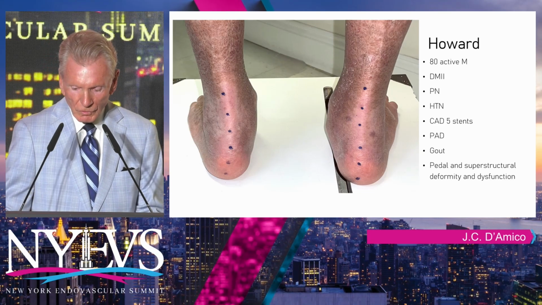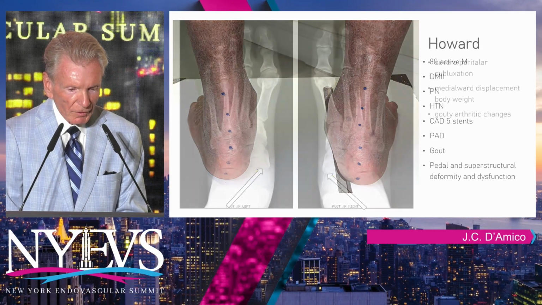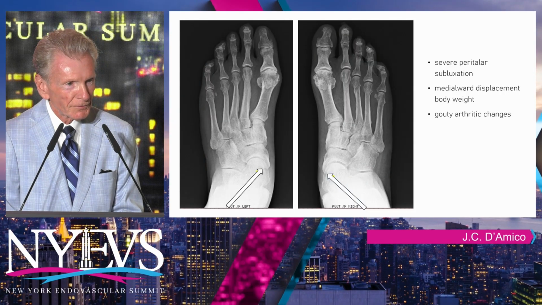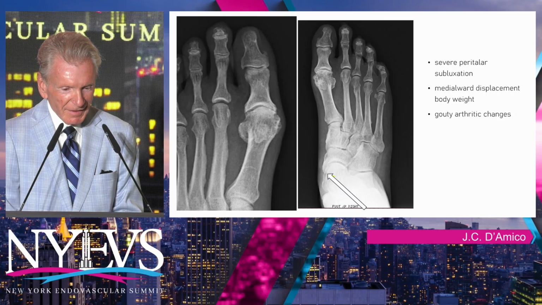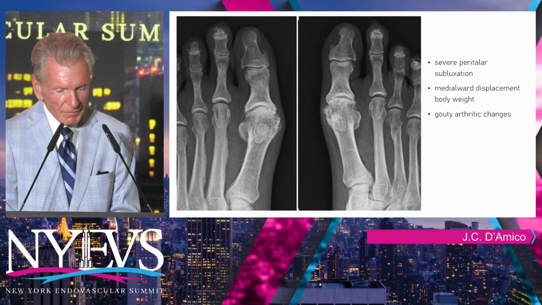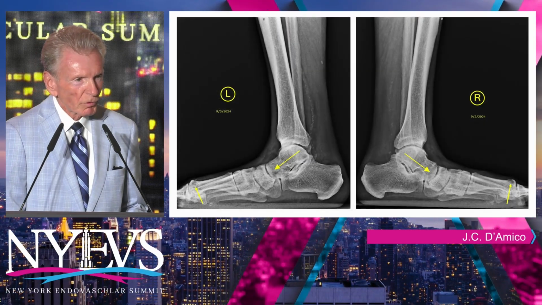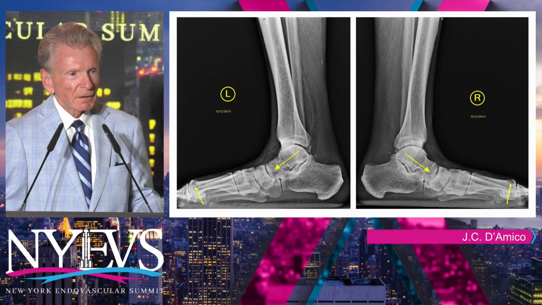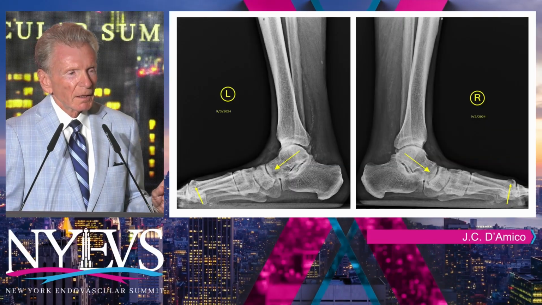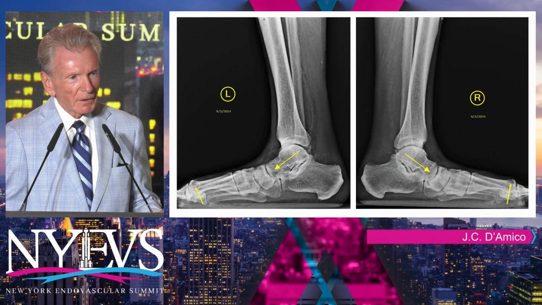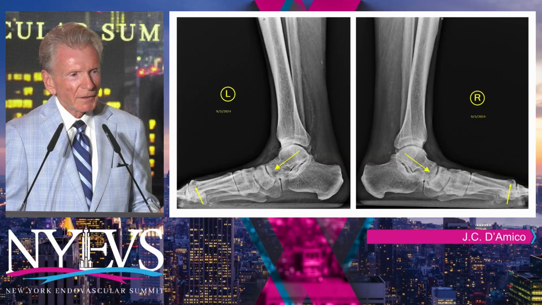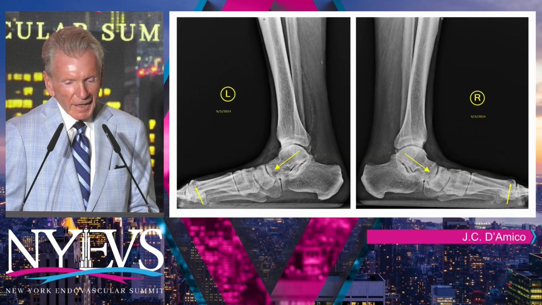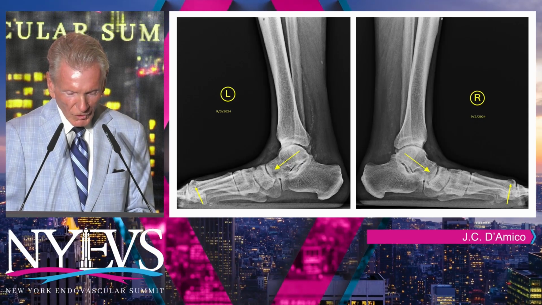Pedal and superstructural deformity and dysfunction. No bueno feet. Even more revealing, you see the plantar-grade aspect of the talus. So that gives me a clue right away that it's not only excessively pronated, which you can see from the AP, but that there's some sagittal plane influences in this foot. And I'll show you in a second what else is going on.